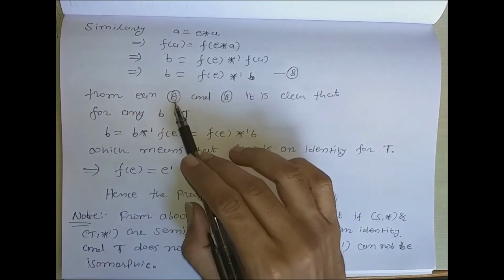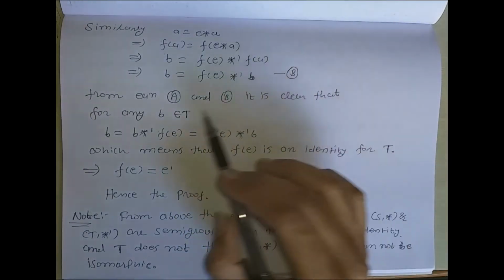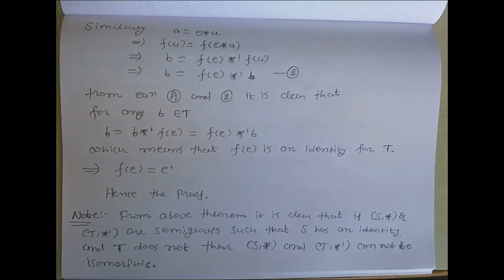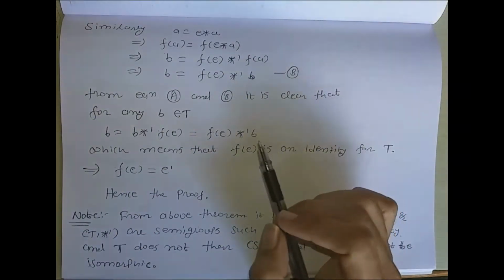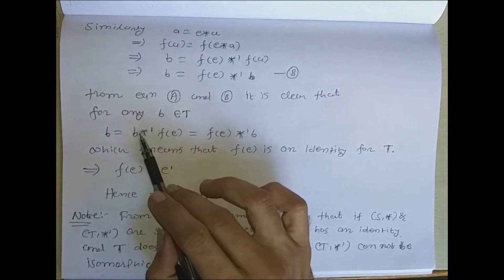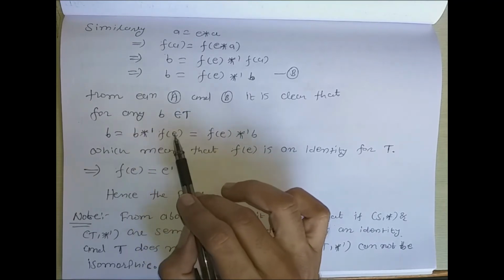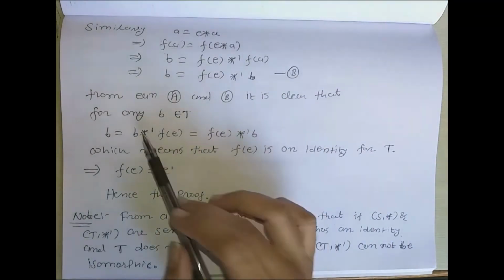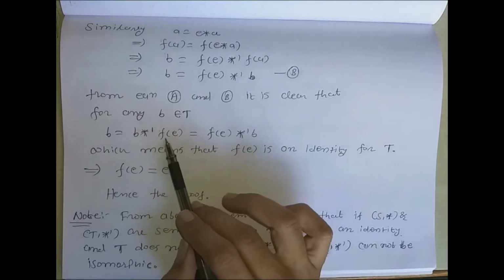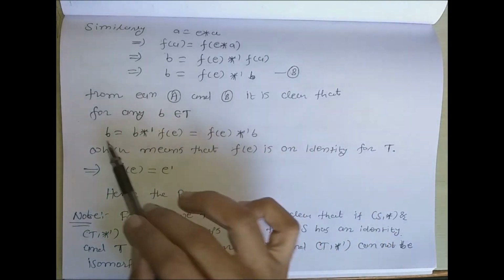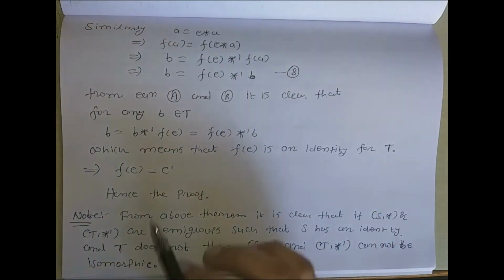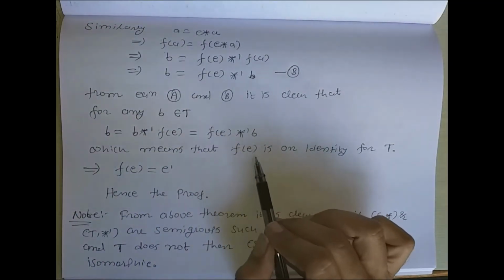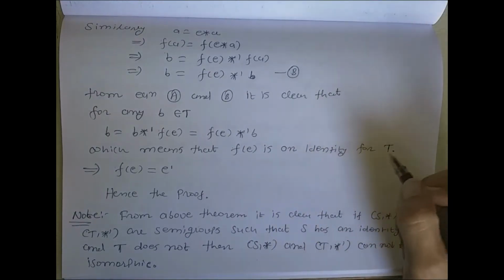Now from equation number A and equation number B, it is clear that for any B belonging to T, because our B is an arbitrary element of T, B is equal to, from equation A, B star' F of E, which is equal to F of E star' B. So we get that B star' F of E and F of E star' B are equal to B, which is the definition of the identity element, which means that F of E is an identity element for T.